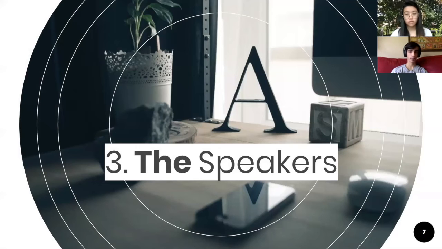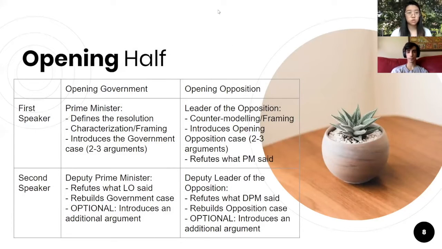So in terms of the speakers, as I mentioned in the introduction basics, each team has 2 speakers, and each speaker actually has unique responsibilities that they have to fulfill in their speech. So we'll be covering that in this section. To begin with, the opening half is comprised of opening government and opening opposition. And the first speaker of the opening government is called the Prime Minister. The Prime Minister has a few responsibilities, which are outlined on the slide.